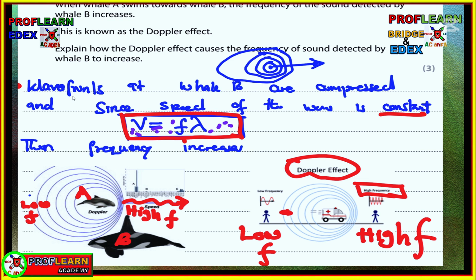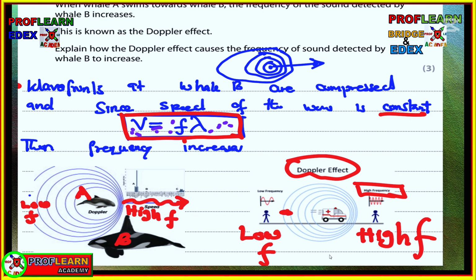because if the wavelength has decreased and the speed remains constant, then frequency has to increase. So that's why I say that the wavefronts at whale B are compressed, and since the speed of the wave is constant, then we can use the formula v = fλ, and the frequency must increase. Now you see, if this dolphin makes a lot of sound and it's moving in this direction, the wavefronts here will be compressed, they will be very close. So this is high frequency. So whale B will hear sound of high frequency.